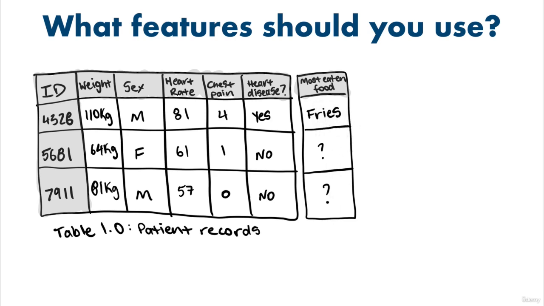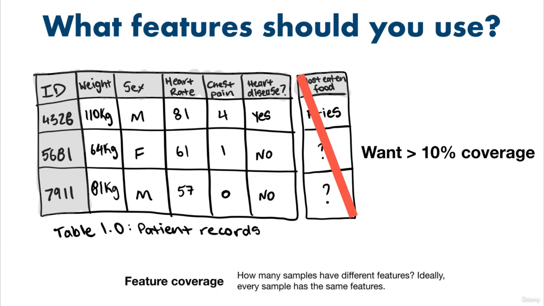And since a machine learning algorithm learns best when all samples have similar information, we'd either leave this one out or try to collect more information before using it. The process of ensuring all samples have similar information is called feature coverage. In an ideal dataset, you've got complete feature coverage. So for us to want to be able to use this feature of most eaten foods, ideally we'd want all values here, or at least more than 10% coverage, which means that over 10 in 100 examples have some sort of value in this column.